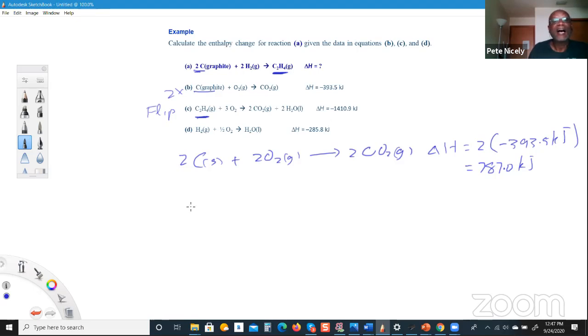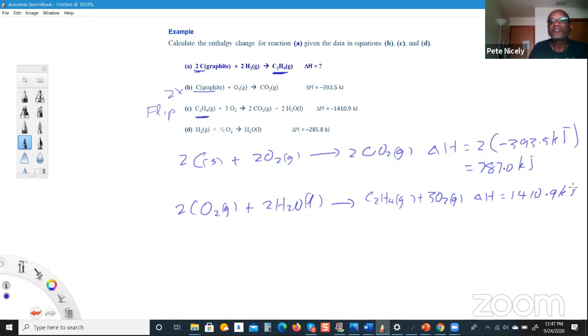So therefore, when you flip it, you're going to get 2 CO2 gas plus 2 H2O liquid to give C2H4 gas plus 3 O2 gas. And when you express the delta H, it becomes 1410.9 kilojoules, all right? So that's basically what you do to that equation. You flip it because the C2H4 is on the left here, but it's on the right here, all right? And then you write down everything and you change the sign.